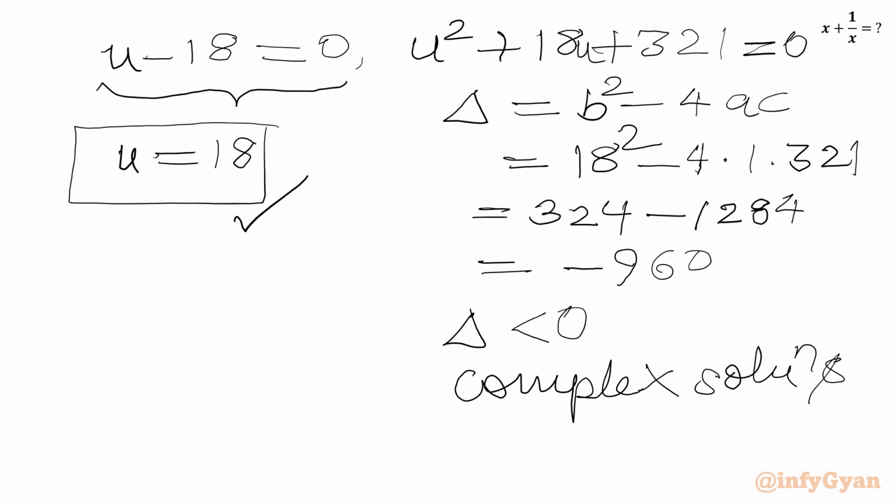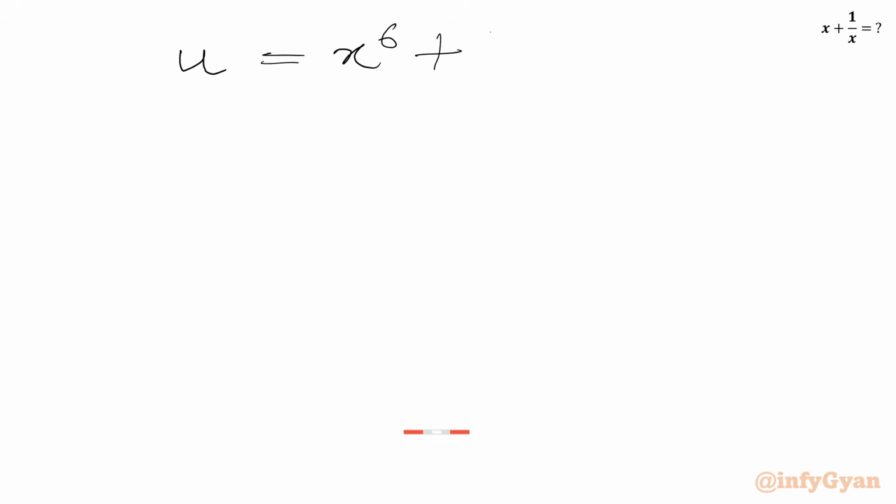So we can reject this quadratic equation for our calculation. So u equal to 18 is the accepted one. Now u was our substitution, x power 6 plus 1 over x power 6. So I will write here u equal to x power 6 plus 1 over x power 6 equal to 18.